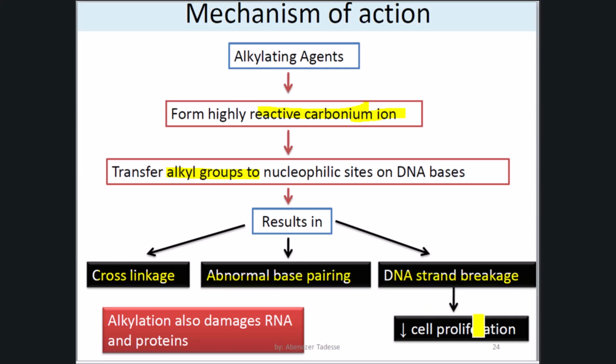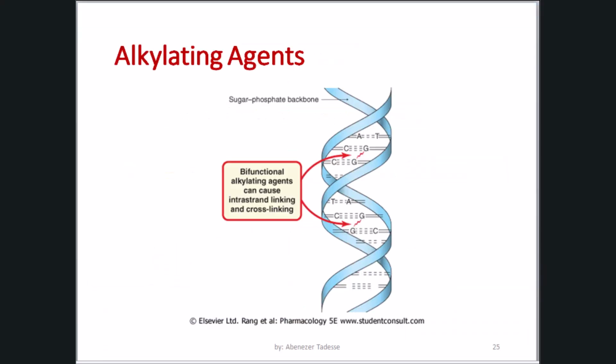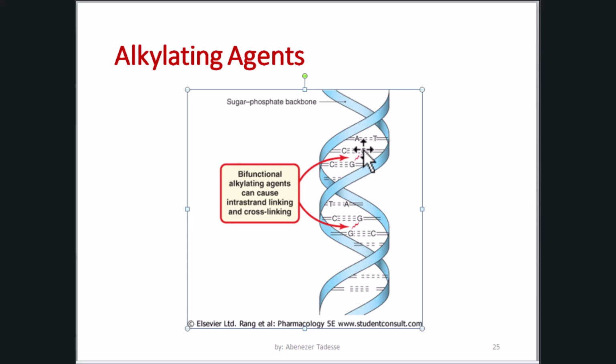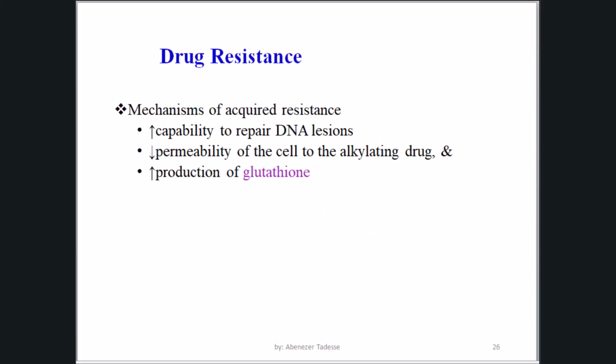But by chance, or as a side effect, alkylating agents can affect the host cell by damaging the RNA as well as proteins. This shows intrastrand breakage within one strand. This is one strand, and this is the other strand. Between the strands there will be cross-linkage and abnormal base pairing, which results in DNA damage and can affect unwinding.